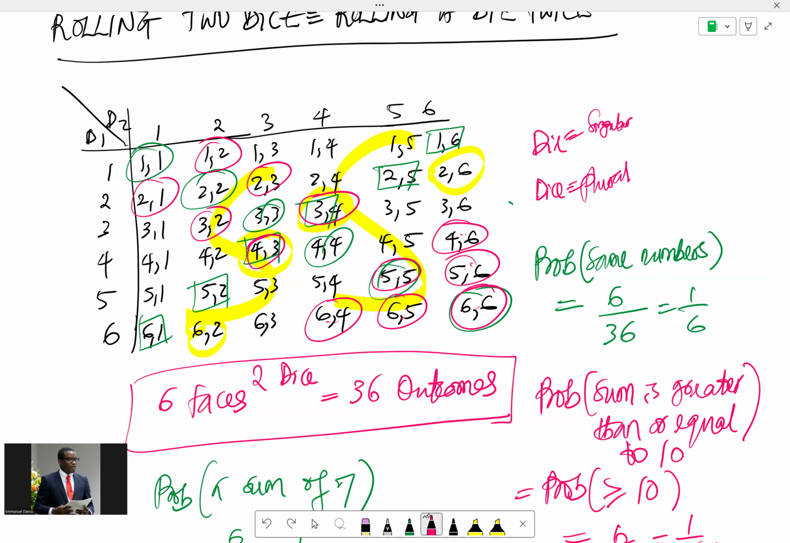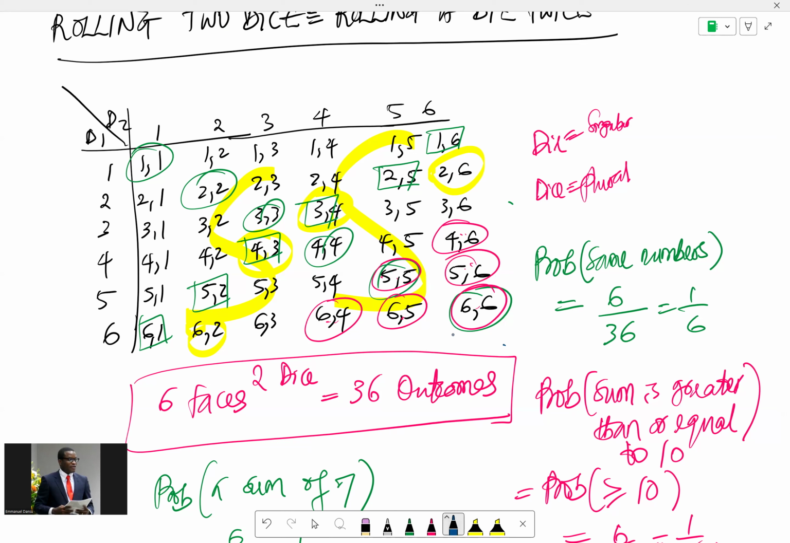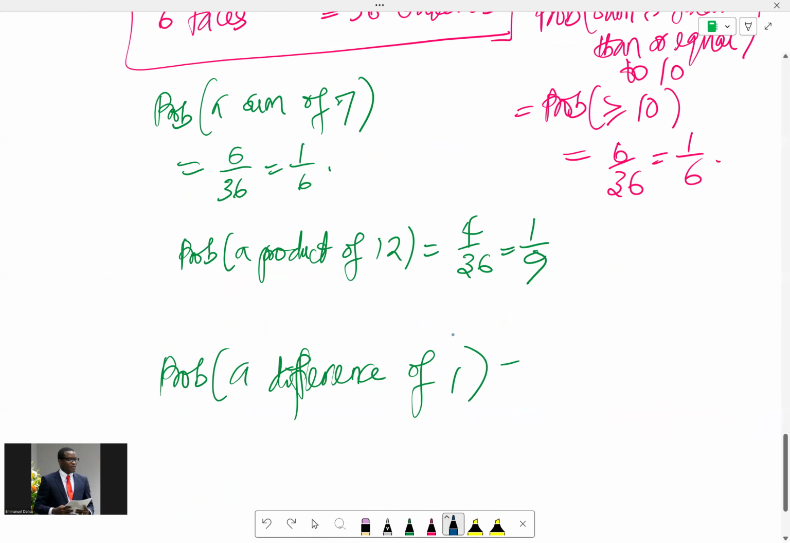That's leading to some confusion. I guess I have to change the marker altogether. Say we change this now to blue. So difference of 1: 1 2, 2 1, 2 3, 3 2, 3 4, 4 3, 4 5, 5 4, and that's it. Well, we can still have 6 5 and 5 6. Blue looks a lot like what we already have there, so it's difficult to see the difference.